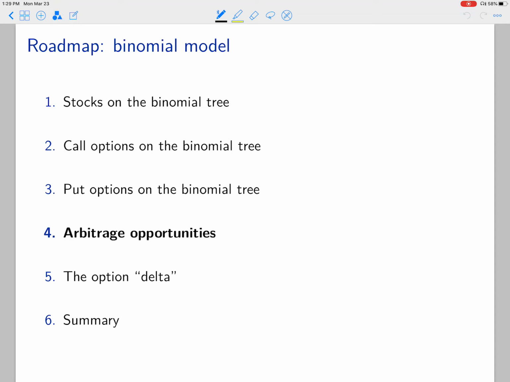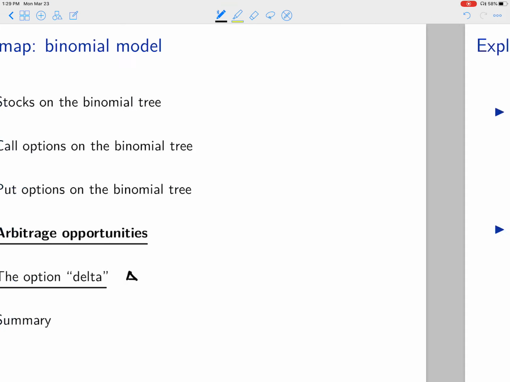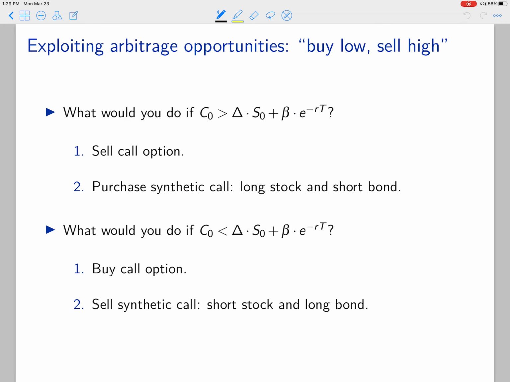We'll now discuss two auxiliary topics. The first is ways to exploit arbitrage opportunities. And the second is a note on how to interpret this option delta term that we've derived. Okay, so let's get started. We will begin with call options.